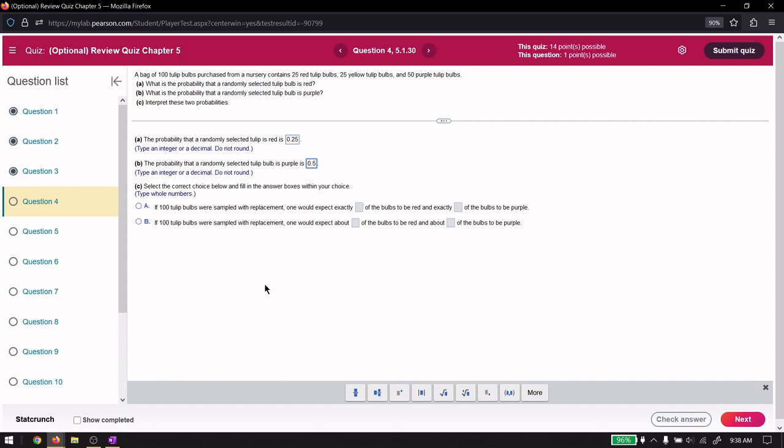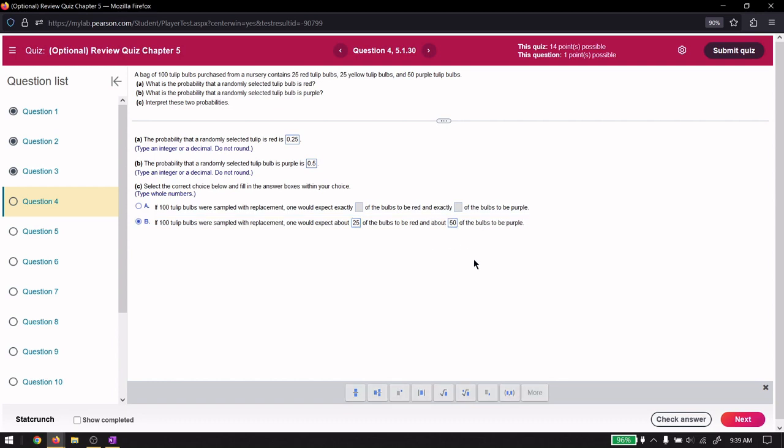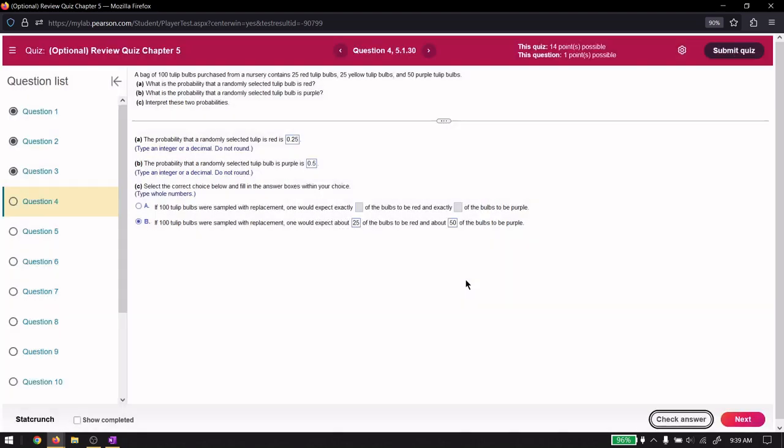One would expect exactly, no, we would never expect exactly anything. So we know it's going to be B. If it was sampled 100 times, then we would expect about 25 of them to be red and about 50 of them to be purple. That's what we would expect. That may not happen. It may be 100 of them are red and 0 of them are purple. It could be the other way around. It's highly unlikely that that would happen. All right, that one's correct. Let's move on.